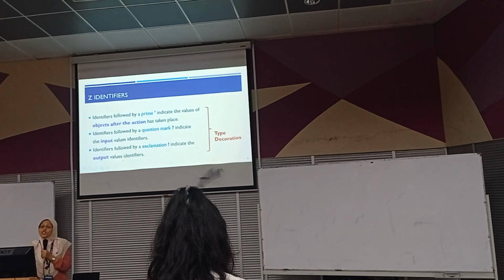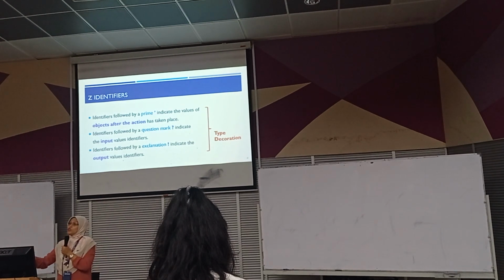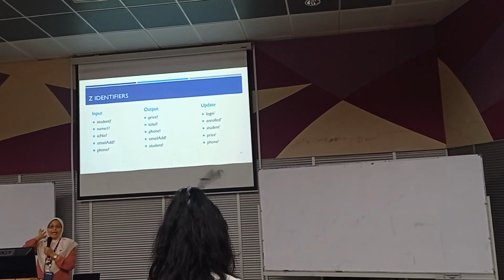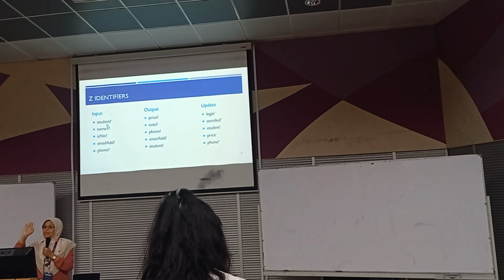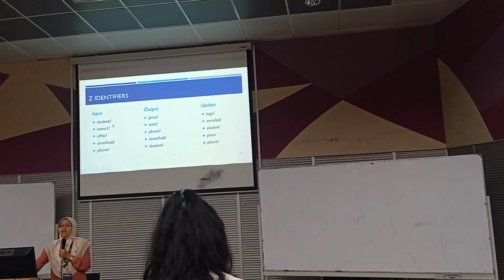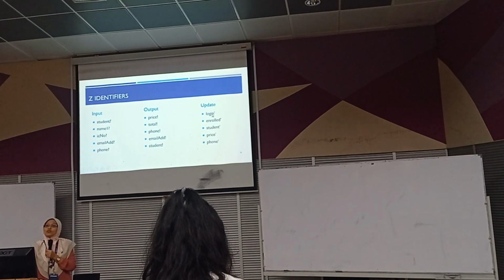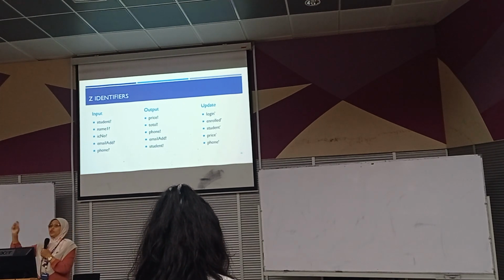So these are the special symbols other than digit and underscore that you can use with your identifier. These are examples that you can refer to. With no space, for example, student question mark. When I see question mark, I know this is an input variable. When I see price exclamation mark, I know this is an output variable. When I see login prime, I know this is the update variable. These three symbols show you different things.